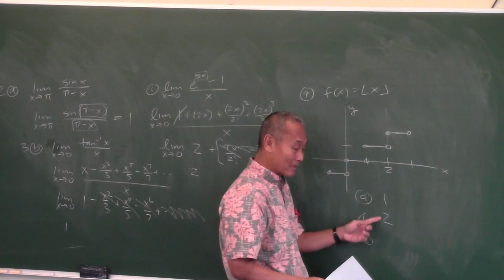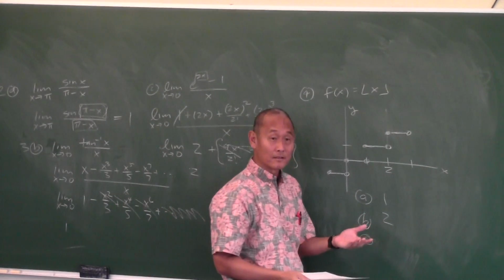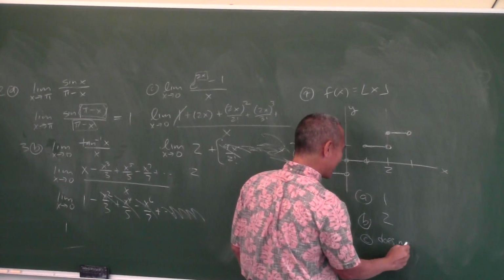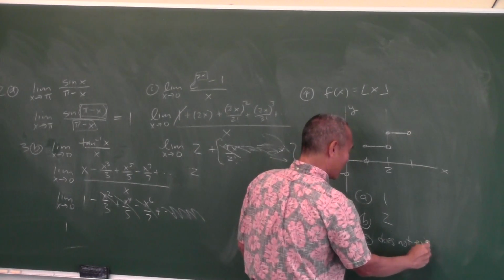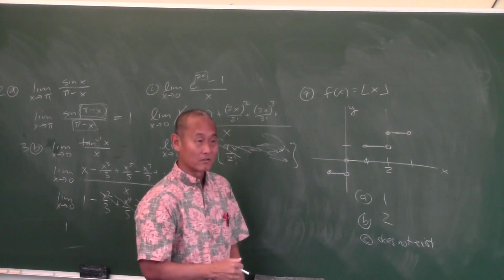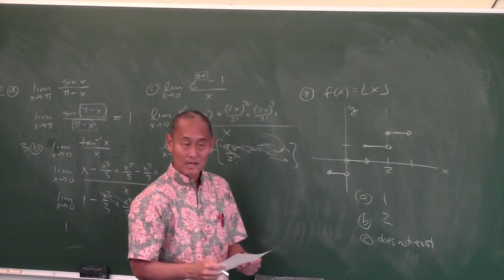If the left-hand limit and the right-hand limit are different, the limit does not exist. Were you guys here yesterday? The only way a limit can exist is if the left-hand limit and the right-hand limit are equal. If they're not equal, the limit does not exist.